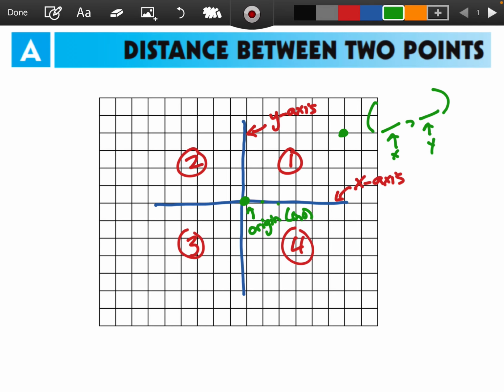So we would count 1, 2, 3, 4, 5, 6. So our x coordinate is going to be 6. And then for our y coordinate, we count vertically, 1, 2, 3, 4. So the coordinates of that point are 6, 4.